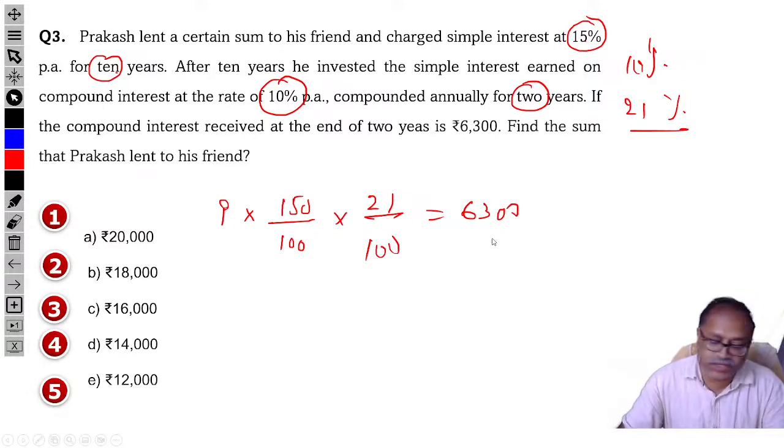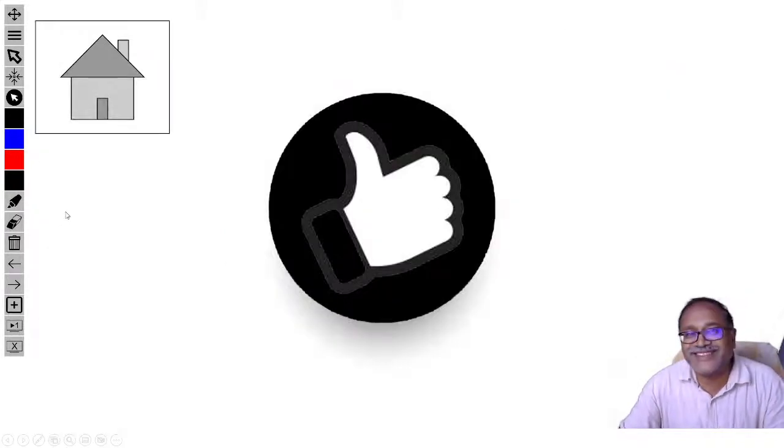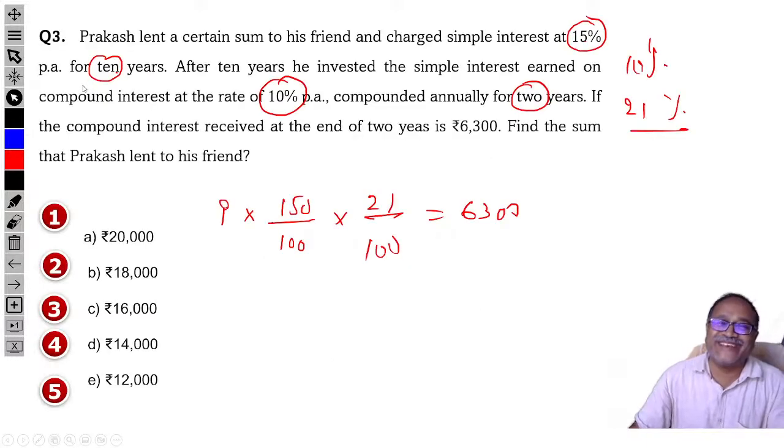Oh, Nilambat says option A. Let me check. Option A. Yes, that's right. That's right, Nilambat.